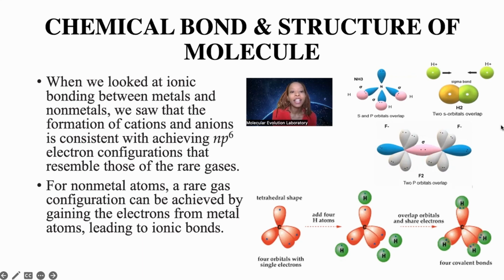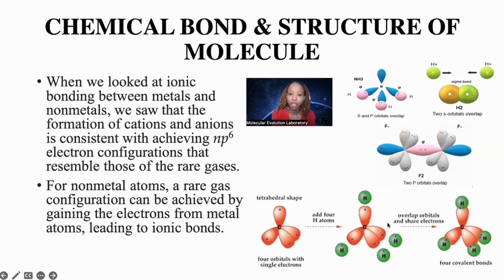We look at ionic bonding between metals and non-metals. We saw that the formation of cations and anions is consistent with achieving ns2np6 electron configurations that resemble those of the noble gases. For non-metal atoms, a noble gas configuration can be achieved by gaining electrons from metal atoms, leading to ionic bonds.